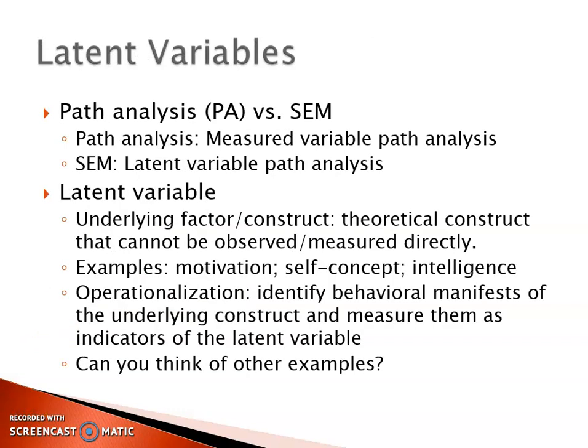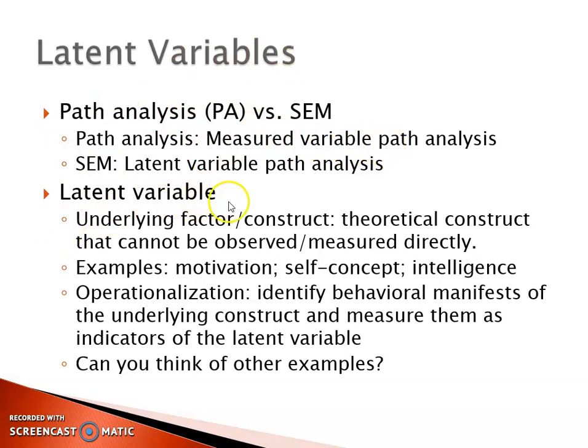There are two types of SEM models. One is the path model, the path analysis. The other one is called latent variable SEM. The difference between the two is that in path analysis, you do not have the so-called latent variables. All your variables are directly measurable.